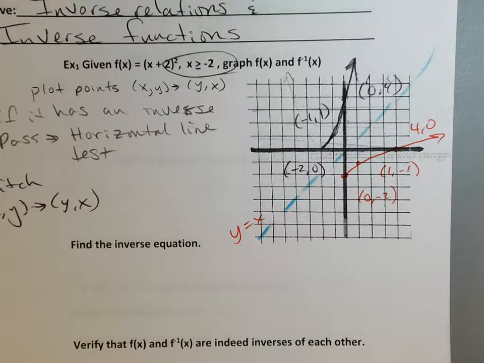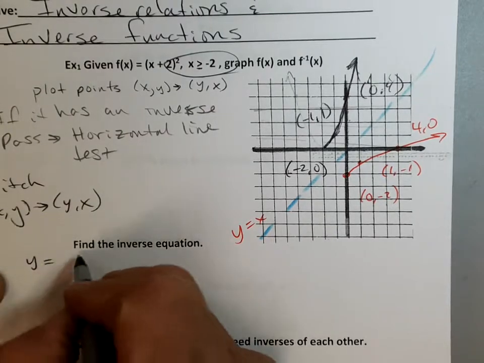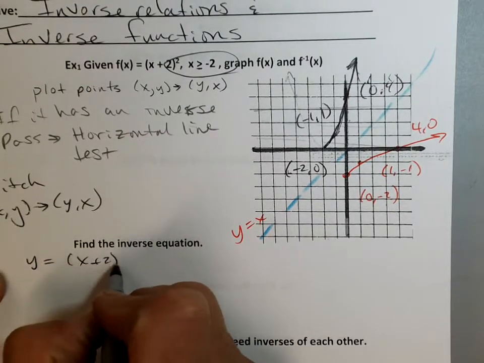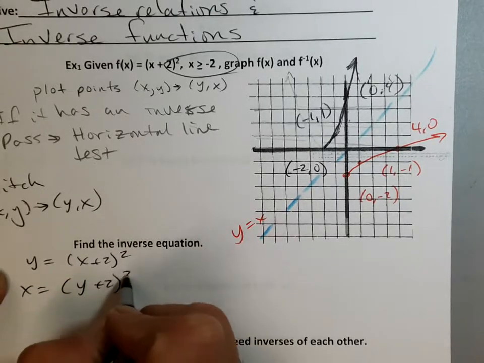Now, to find this inverse equation, we're going to, again, switch every x and switch every y. So I'm going to go ahead and say it. Okay. So instead of y equals x plus 2 squared, we're going to write x equals y plus 2 squared. We're going to solve, right?